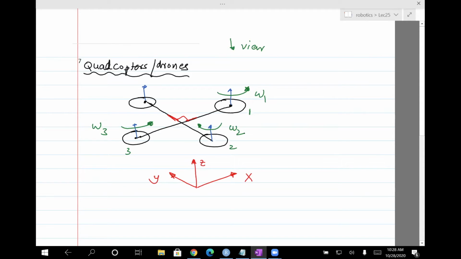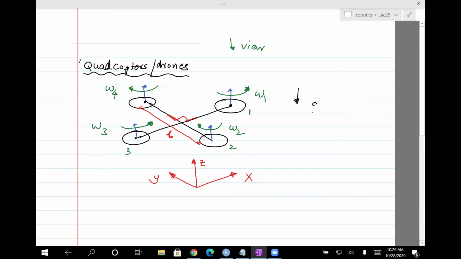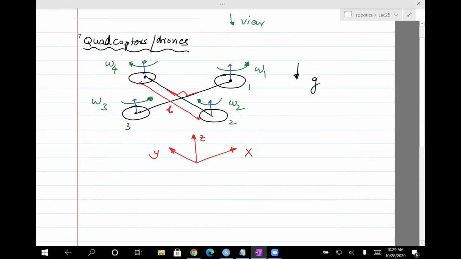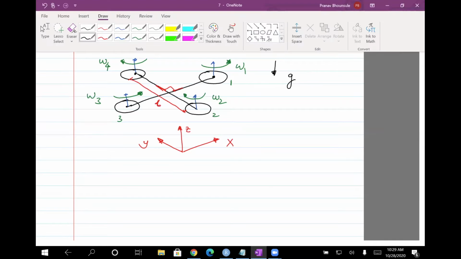as viewed from the top direction. And then this one is the 4th one, and that also spins clockwise as viewed from top. The other thing I need to put here is the length. Let's assume that the length of these rods is L, and then of course there's gravity. Okay, so that's my caricature for a drone or quadcopter.